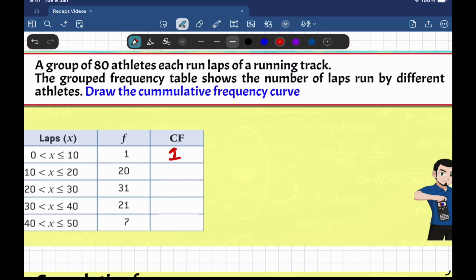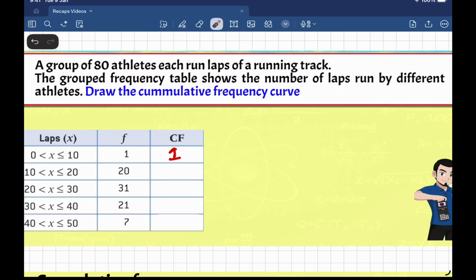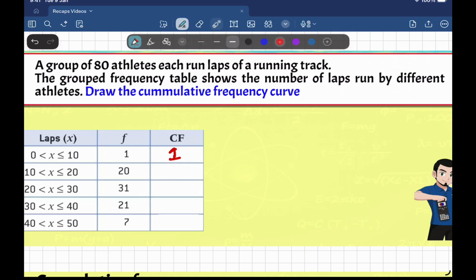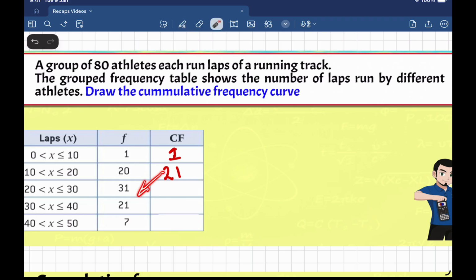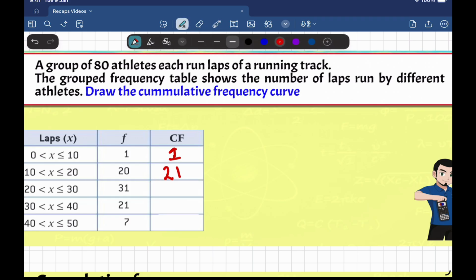Then the number 1 plus the next frequency. What is the next frequency? 20. So it's 1 plus 20. Obviously, this is 21. Now 21 plus the next one, 21 plus 31. So let me add arrows, using a different color, blue. So this is 1 plus 20. Then 21 plus 31, obviously this is 52.